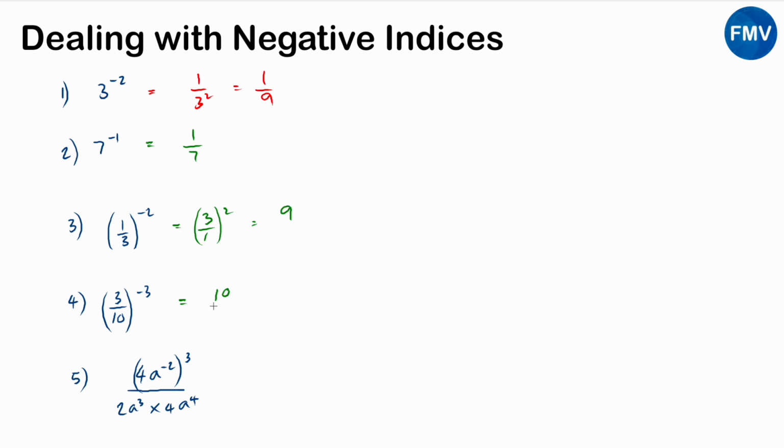Similar with this one, flip the fraction. Change the power. 10 to the power of 3 is 1000. 3 cubed is 27. And that's as far as we'll take that one.